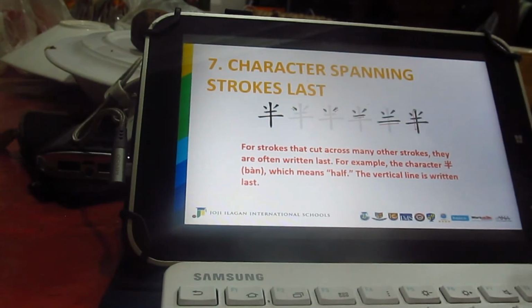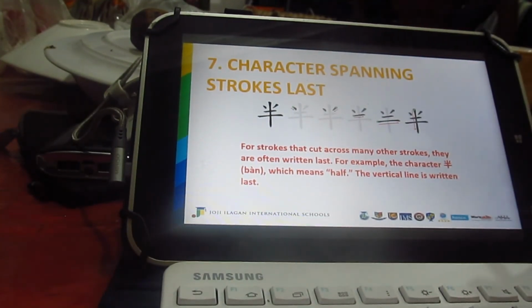So those are the 7 rules of stroke writing. Okay, an exercise is provided to you on Microsoft Teams right now, so do check that. If you have been seeing that assignment, please work on it now, and hopefully you can finish it by next week.